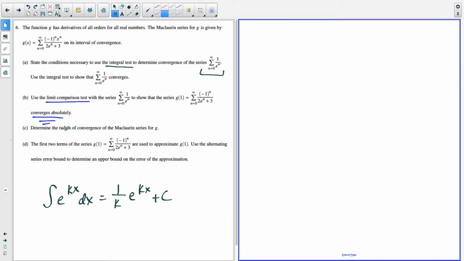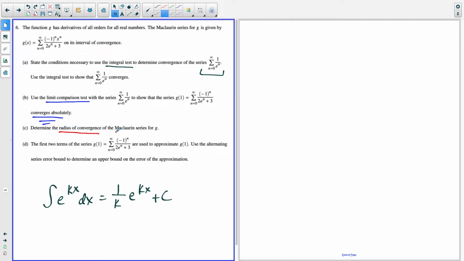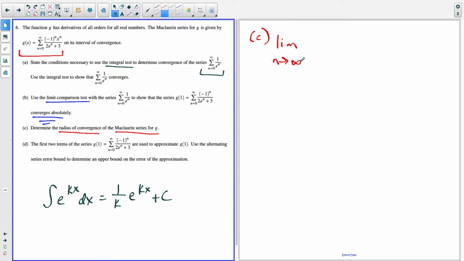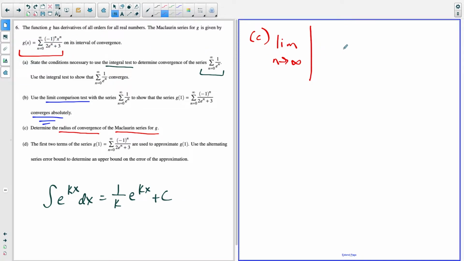For part C, we want to determine the radius of convergence of the Maclaurin series for g. So for this one, we're going to use the ratio test. That means we're going to take the limit as n goes to infinity, and we're targeting g of x here. So we're going to look at the n plus 1 term. We're taking the absolute value of the n plus 1 term, which is (-1)^(n+1) times x^(n+1) over 2e^(n+1) + 3. So we're doing the ratio of the n plus 1 term divided by the nth term.